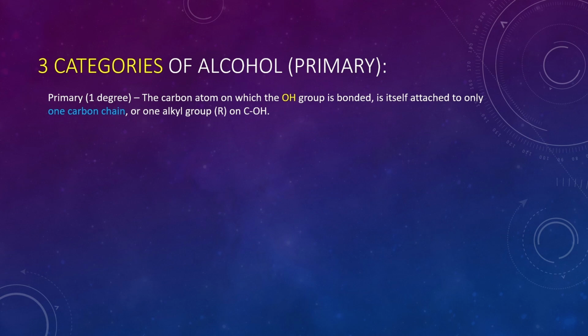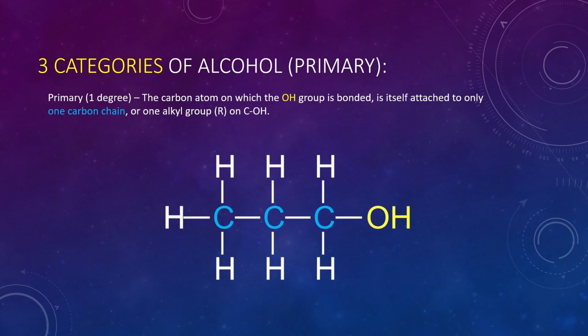In primary or 1-degree alcohols, the carbon atom to which the OH group is bonded is itself attached to only one carbon chain or one alkyl group on the R-OH, or alcohol. For example, here is propan-1-ol. The OH is attached on the end of the carbon, and this carbon is attached to just one single chain of carbons.